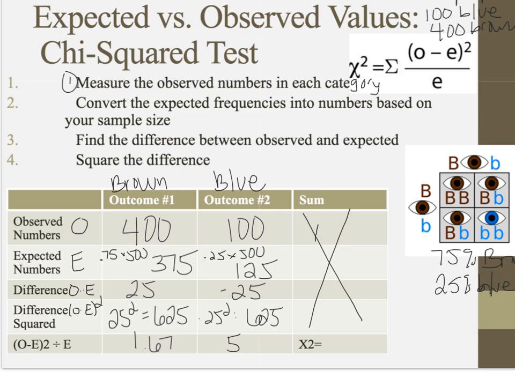The last thing I need to do to find chi-squared is to add all of these. Okay, well here there's only 2. Okay, but I do need to find the sum of these two numbers. And that gives me a chi-squared value of, well, it'd be helpful if I did this right, of 6.67. So what the heck does that mean?